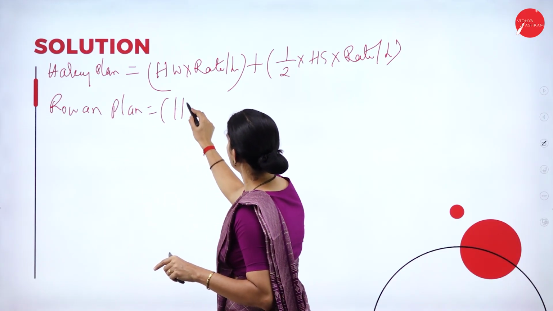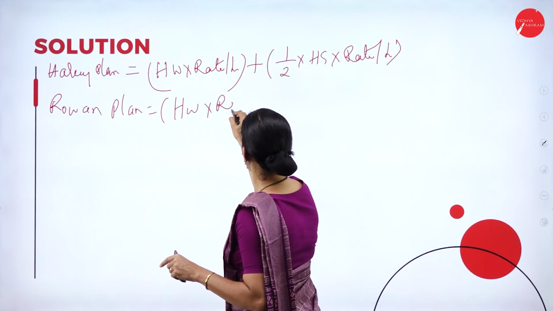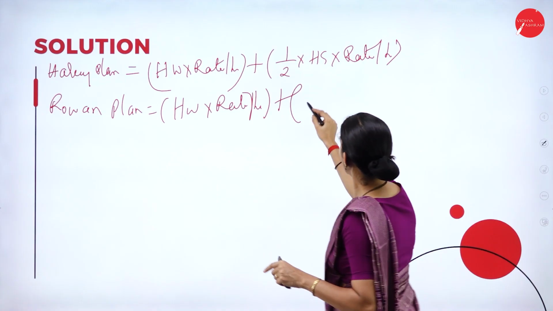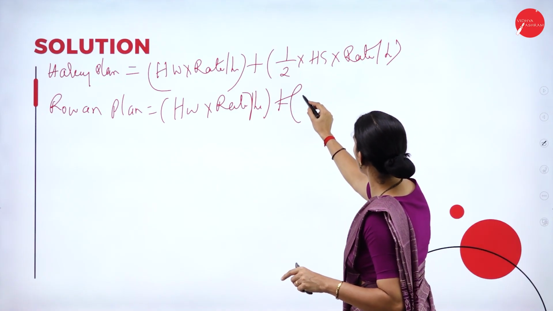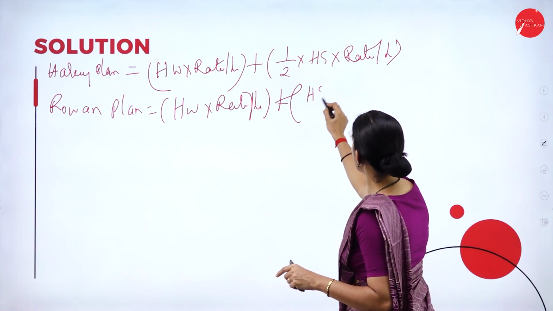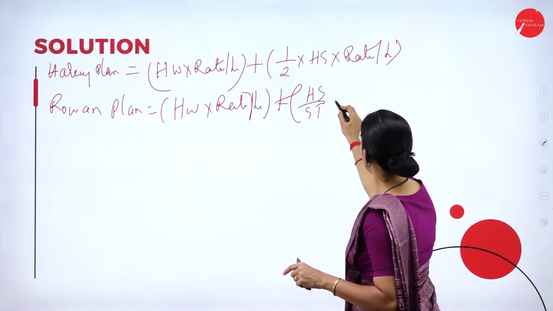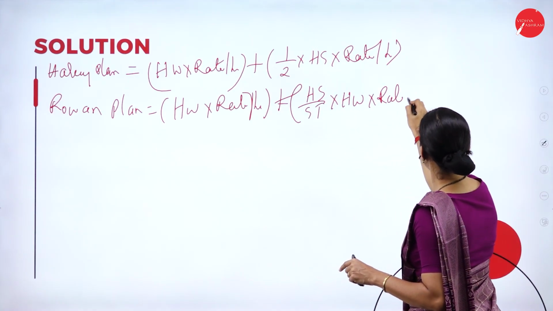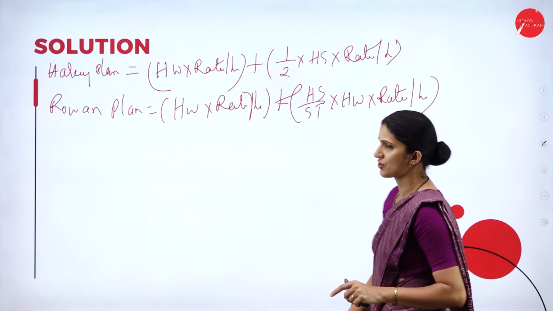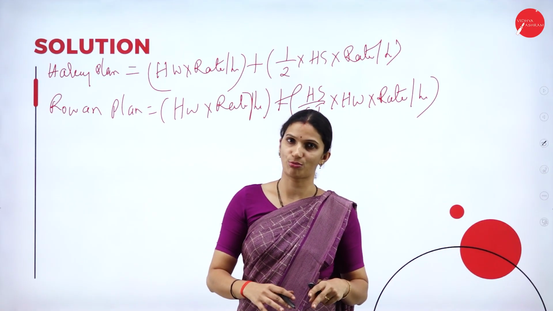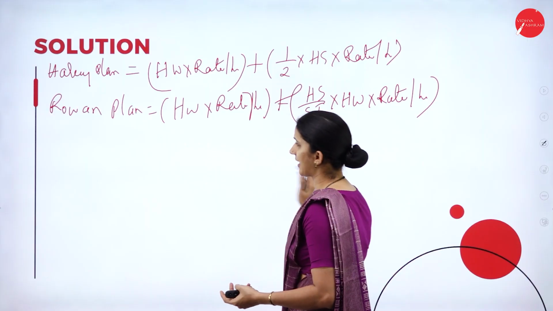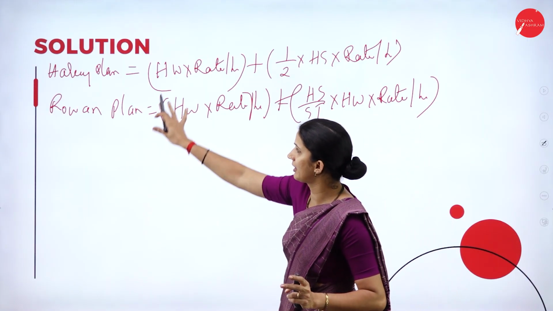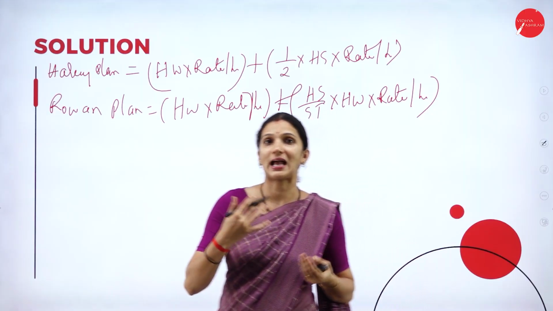So Rowan's plan: hours worked into rate per hour plus you will calculate the bonus, based on the proportion of hours saved divided by standard time into hours worked into rate per hour, right. So first, when the two workers' information is given, in a single statement you can calculate the total wage. For that you write both the plans. So now we will calculate.